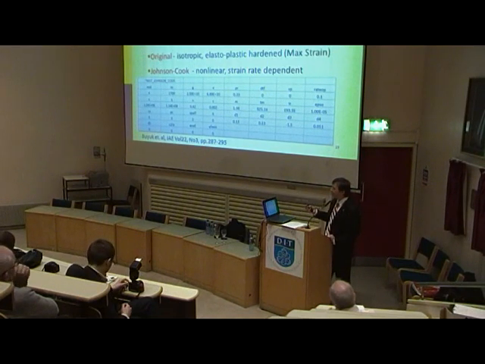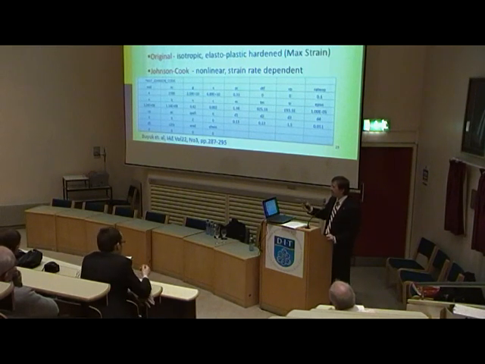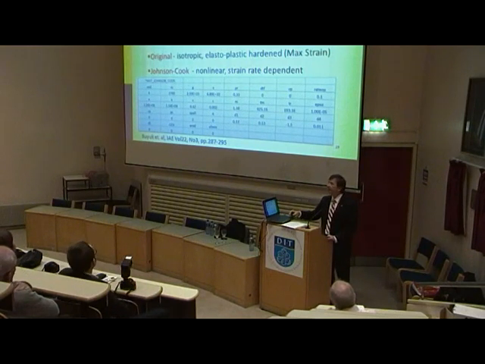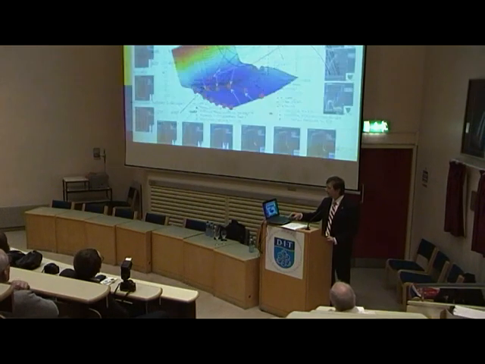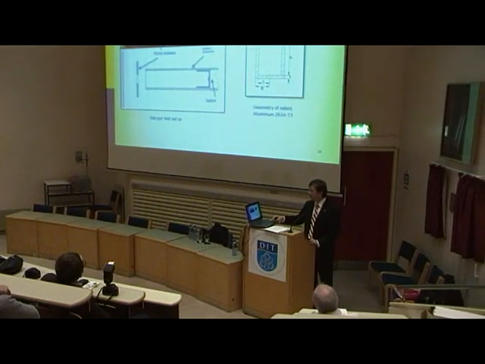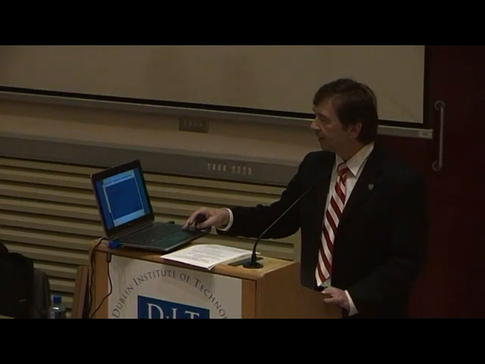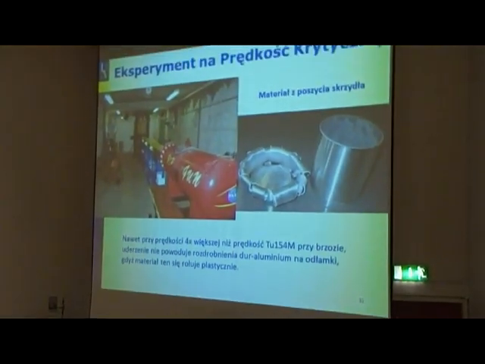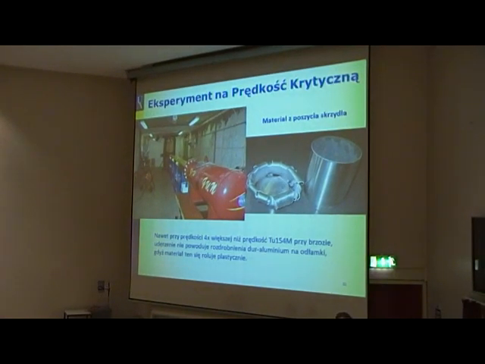Now for the aluminum, we used first a bilinear material model. We used Johnson-Cook, which is a strain rate dependent model. And recently we used this tabulated model, which is the most accurate, that I already showed before here. So now, what is interesting is that this test that I mentioned proves that this material is very plastic.